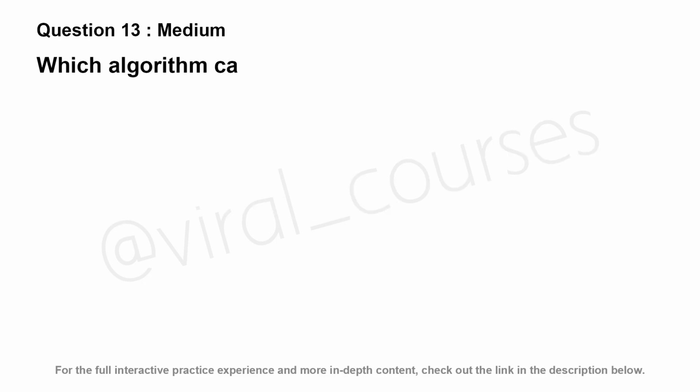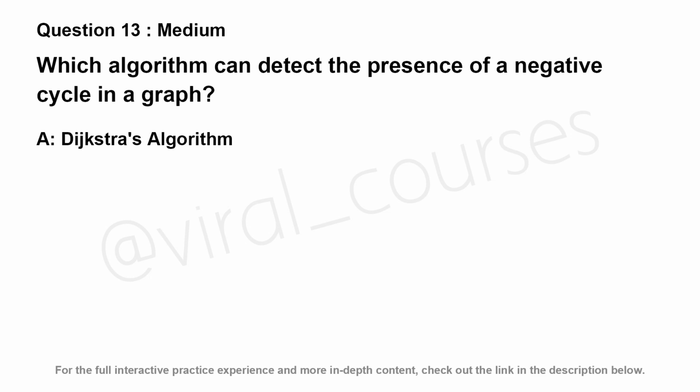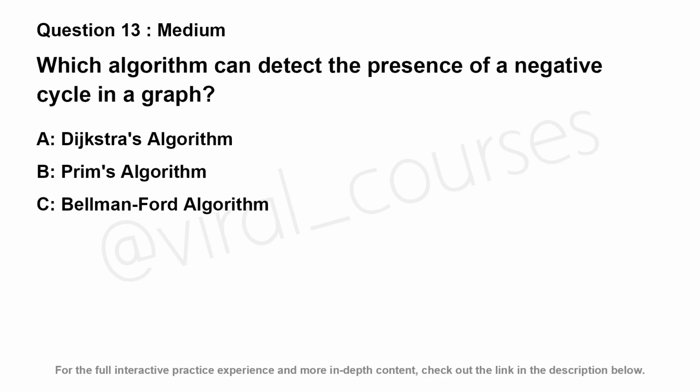Which algorithm can detect the presence of a negative cycle in a graph? Option A, Dijkstra's algorithm. Option B, Prim's algorithm. Option C, Bellman-Ford algorithm. Option D, BFS.